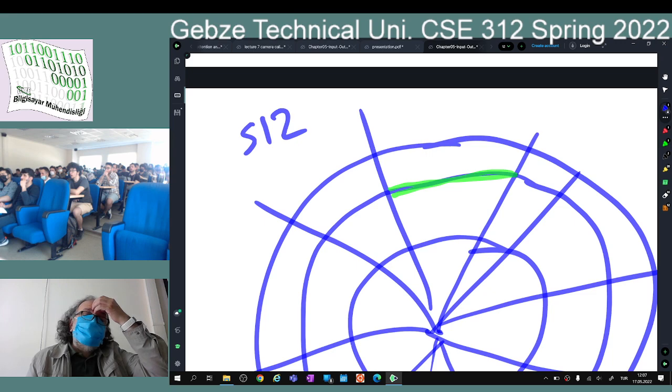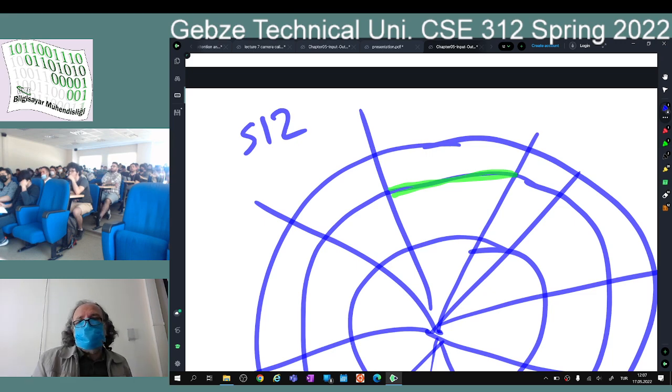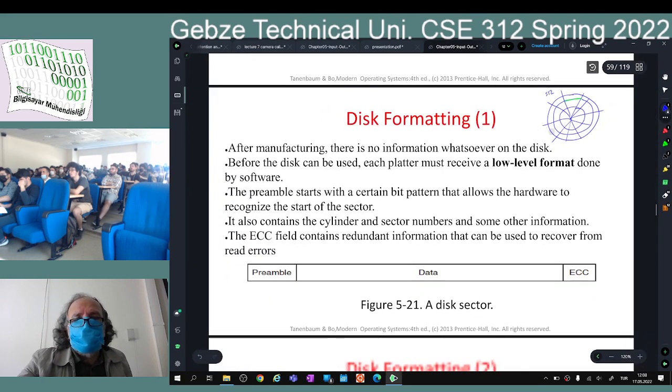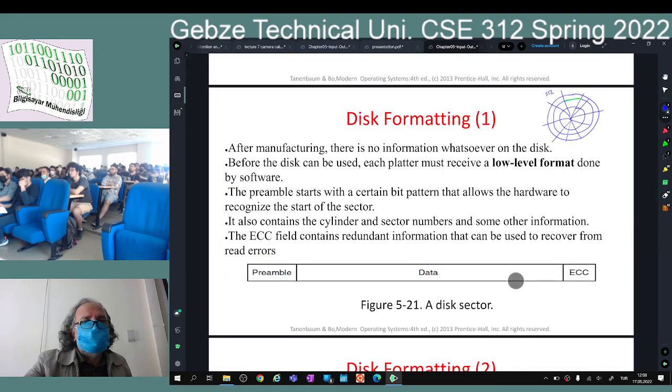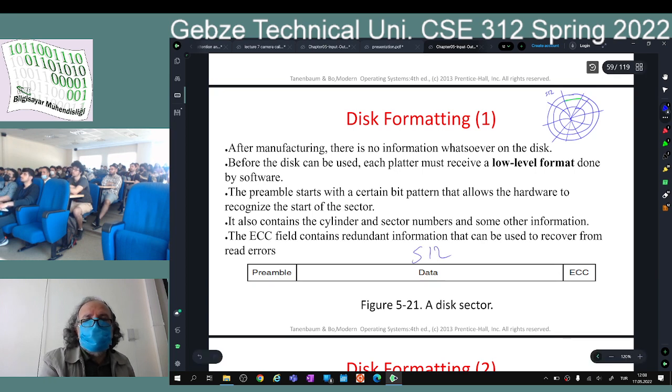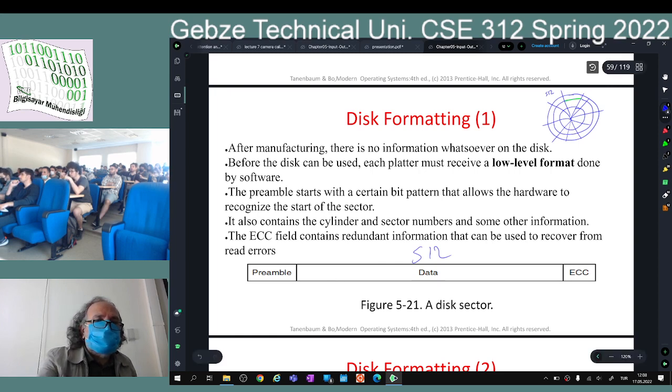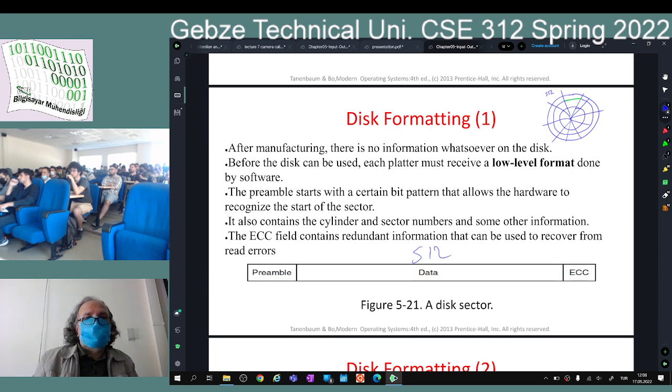But how I keep this sector on the disk is a formatting issue. This is how I do it. This is just a single disk sector. I keep 512 bytes in this data field of the sector. Before the sector data starts, there is preamble information.